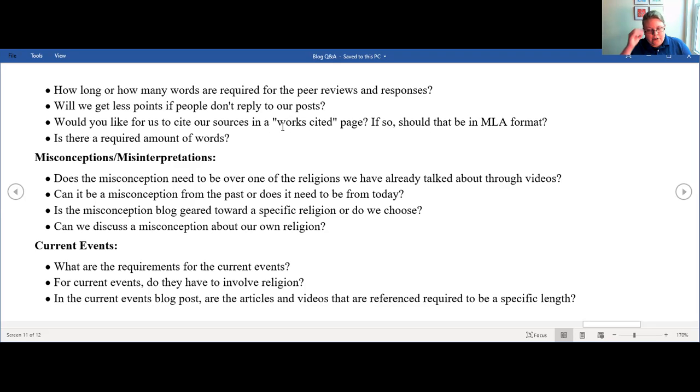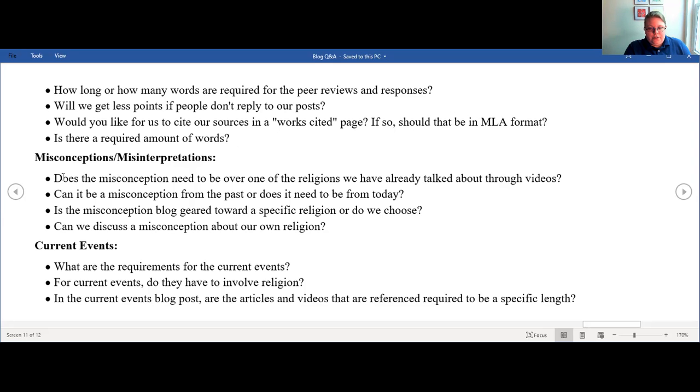Would you like for us to cite our sources in a works cited page? If so, should that be an MLA format? Anytime you have any sources, you need to cite them. It can be MLA, APA, or Chicago style, and you don't have to include a separate page. You can just include a works cited or bibliography or references heading in the submission text, and then the bibliographic entry there. The required amount of words, yes, I just addressed that, so 300 to 600 word minimum.